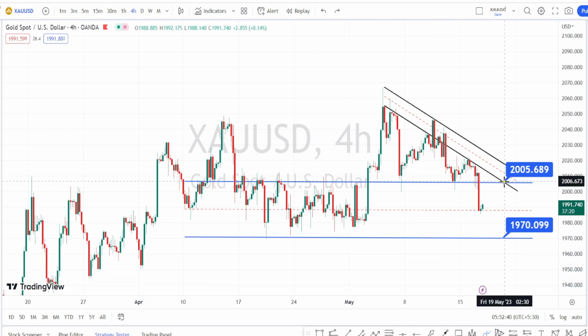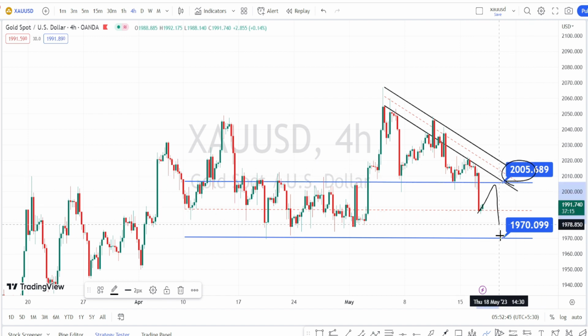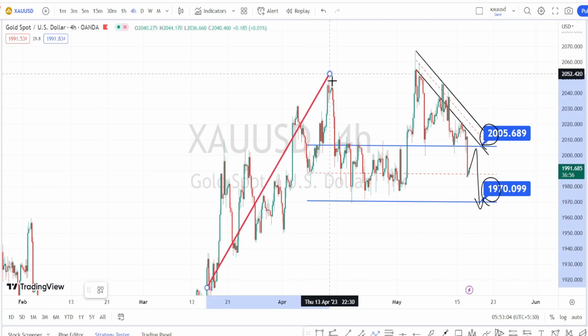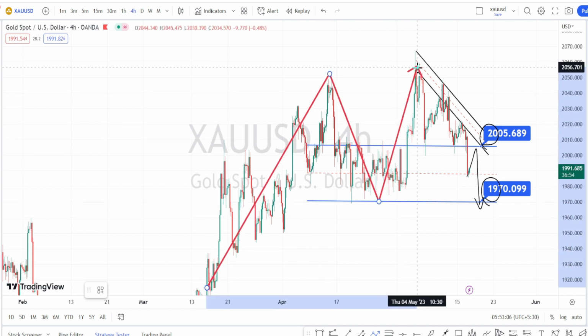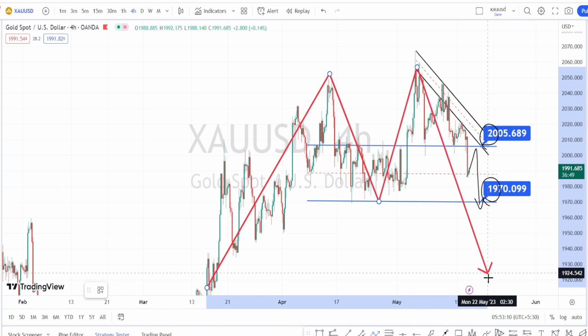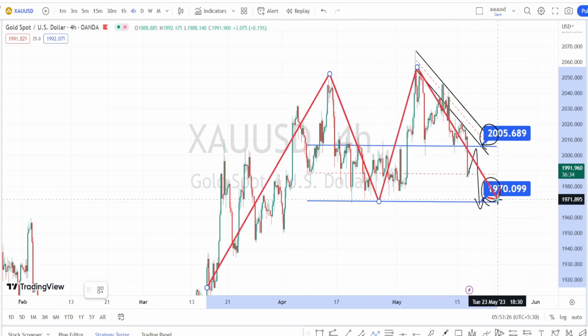So after testing this resistance level of 2005, we can expect the price action to again continue with the bearish side retracement, and the next level of support is going to be around 1970. We can also notice that the price action is trying to make a double top pattern. So once the price action breaches this support level of 1970, we can expect the bearish retracement to start in the 4 hours time frame, which means it has to break the next level of the double top pattern, which is around the support level of 1970.